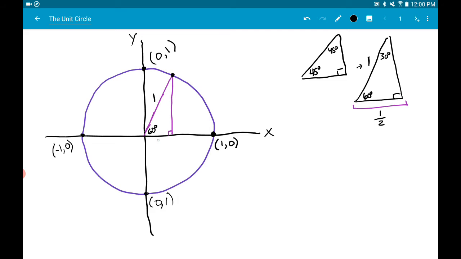And so I could say that this side is 1/2. And then if you remember the special triangle, or even if you don't remember it, the idea is that this longer side is radical 3 times the shorter side. And so this longer side, if you multiply across, would be radical 3 over 2. So that would be this side.